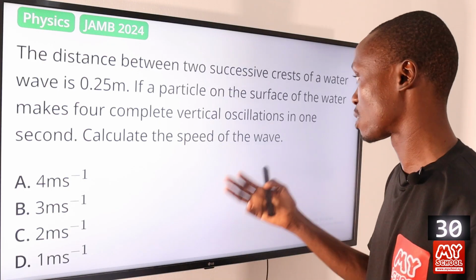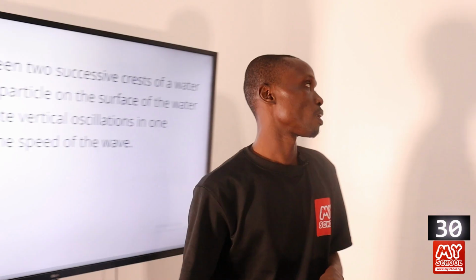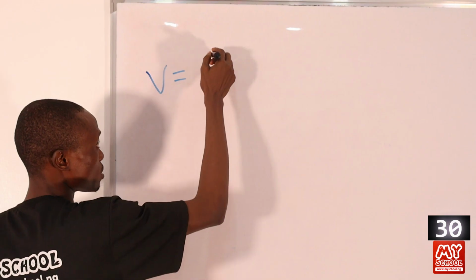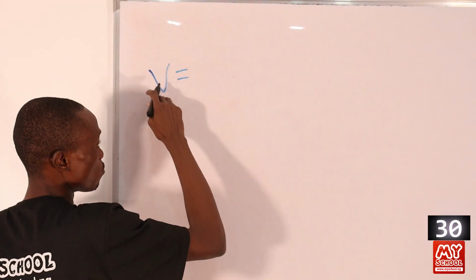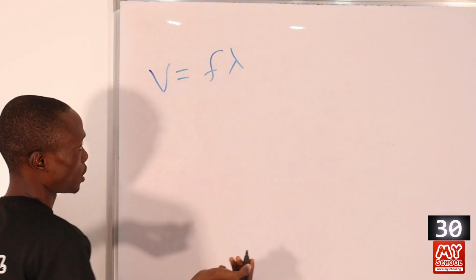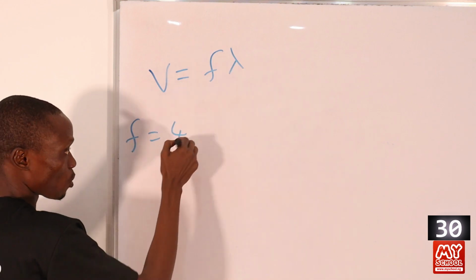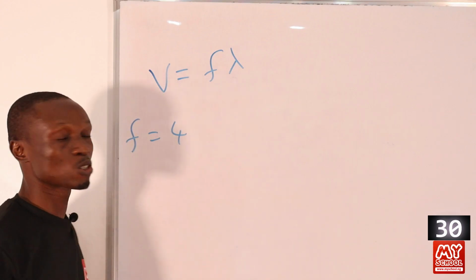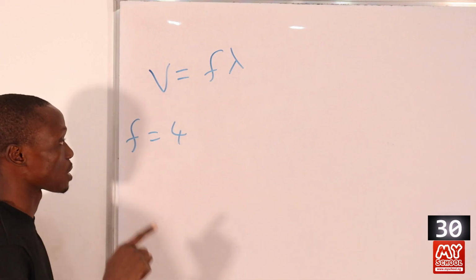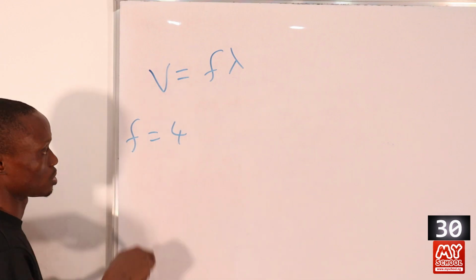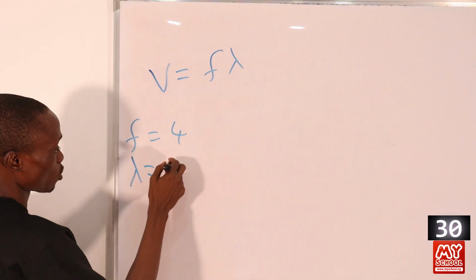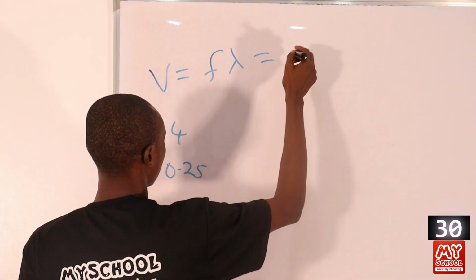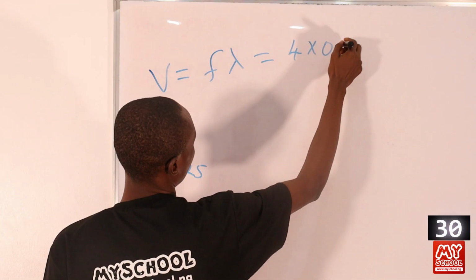So let's move to the board to calculate the speed of the wave. We know that the velocity of a wave or speed of a wave is related to the frequency and the wavelength by this equation. V is equals to F lambda. So in this case our F is equals to 4 because we are told that the particle on the surface of the water makes 4 complete vertical oscillations per second. And that actually defines frequency. And we know that our wavelength is equals to 0.25. So the speed of the wave in this case will be equals to 4 times 0.25.